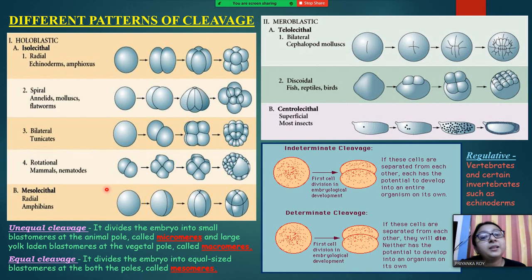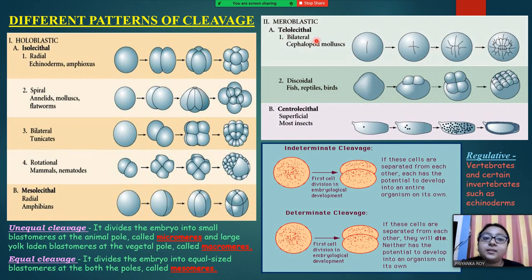Next, when the egg is mesolecithal, that is a moderate amount of yolk is there. So in that case, even if there is holoblastic cleavage, the cell sizes will be unequal because the yolk contained in the vegetal pole will be higher than the animal pole. So the animal pole contains small sized blastomeres which are called micromeres, and the large yolk laden blastomeres are called the macromeres at the vegetal pole. This is seen in case of amphibians.